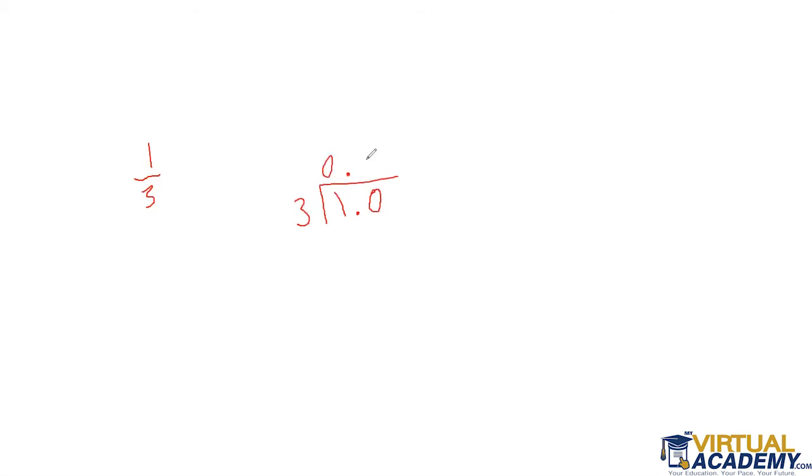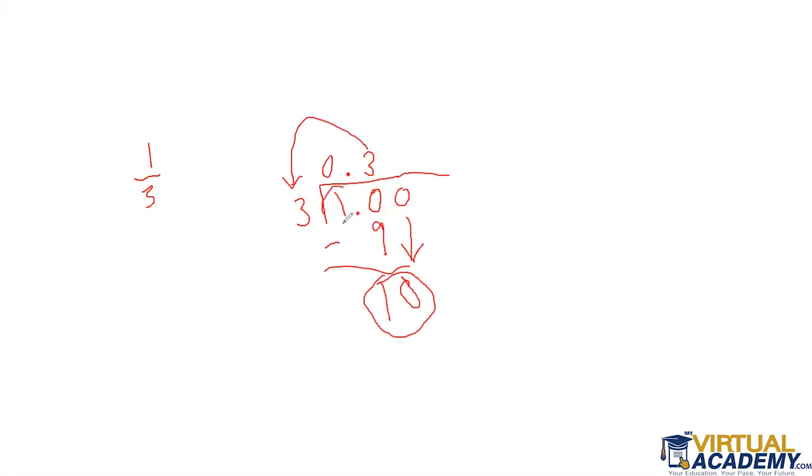3 goes into 10, whoops, 3 times, because 3 times 3 is 9. We subtract 10 minus 9 is 1. We did not get 0, so we have to create another 0 and bring it down like this, 10. Well, notice that we have 10 again, right? We started with 10. So if we were to divide this again, 10 divided by 3 is still 3, right?